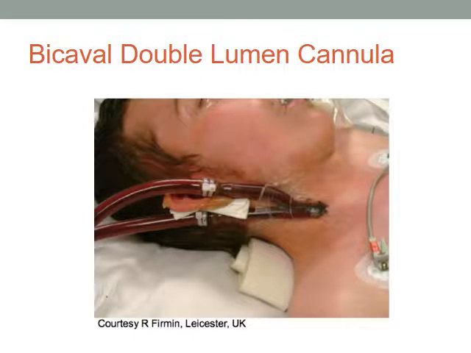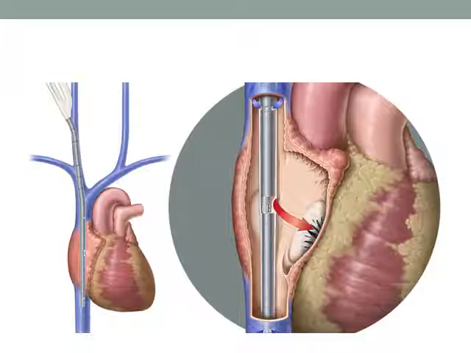Another cartoon of what this looks like. So again, a properly positioned cannula. There's a drain at the bottom. There's a drain higher up. And those are the outflow. And then here is the right atrial port that, when properly positioned, jets blood out towards the right atrium and in the direction of the tricuspid valve.